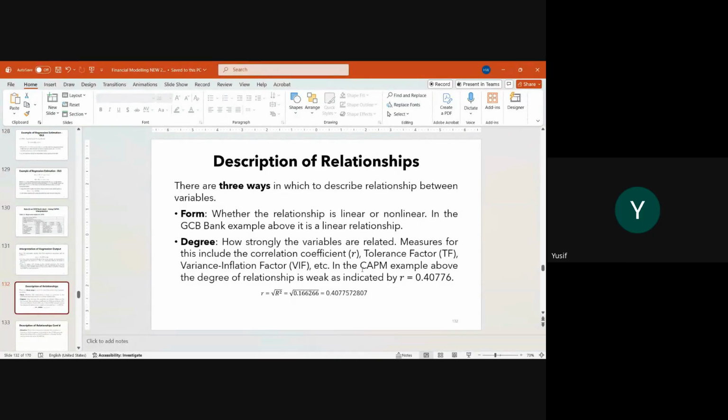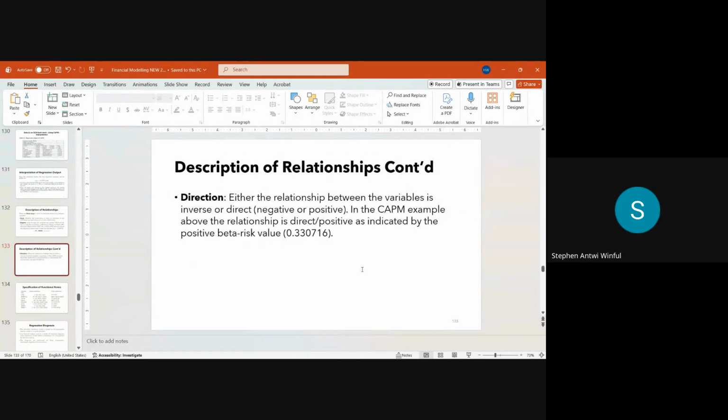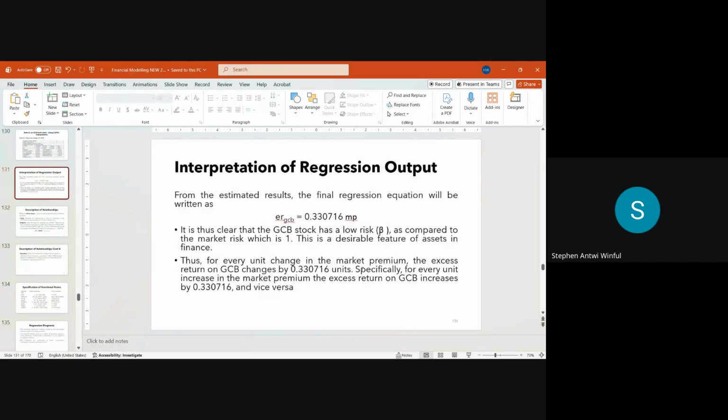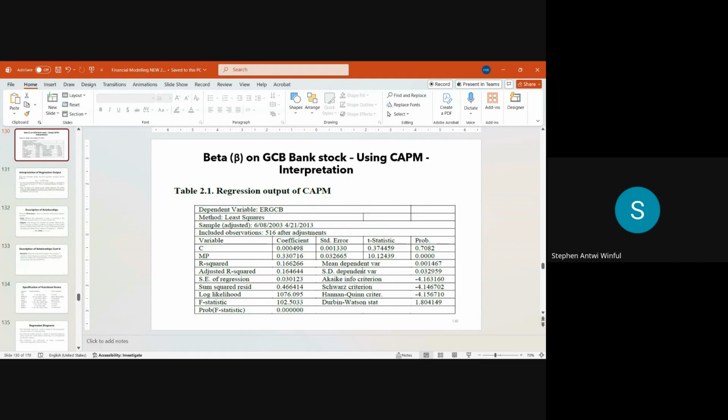Yes, sir. Then the last thing is the direction of the relationship. Is it positive or negative, or as we say, inverse or direct? Is that okay? That is seen by the sign of the coefficient. Let me go back to the table again. You see MP here, the coefficient is 0.3. There's no negative sign there, so this kind of relationship is a positive relationship. Is that okay? So they move in the same direction.